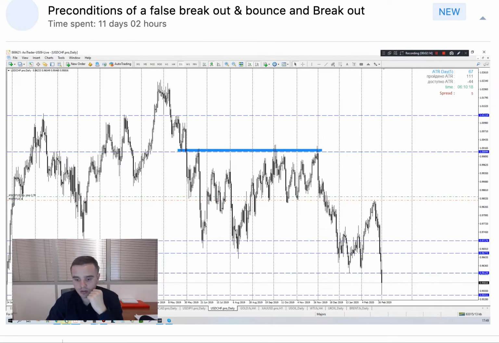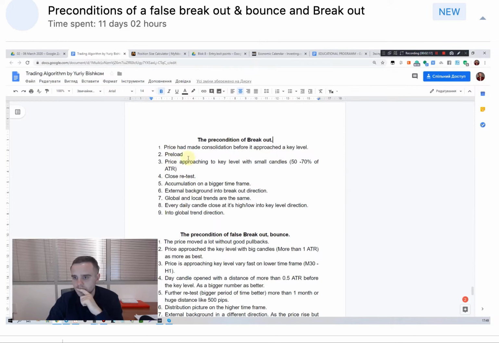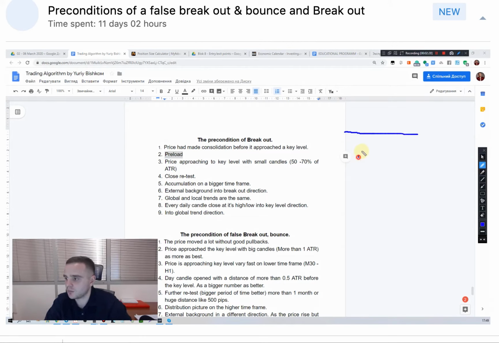That's the precondition of that. Preload, friends, it could be a bad translation because I translated from my language, but how does it look when we have some key level and price hits it or bounces from it, but eventually after that we don't see the price bounce, but we see the price come closer and closer to that key level. It's also called a triangle. When we see the triangle, with huge possibility there will be a continuation.